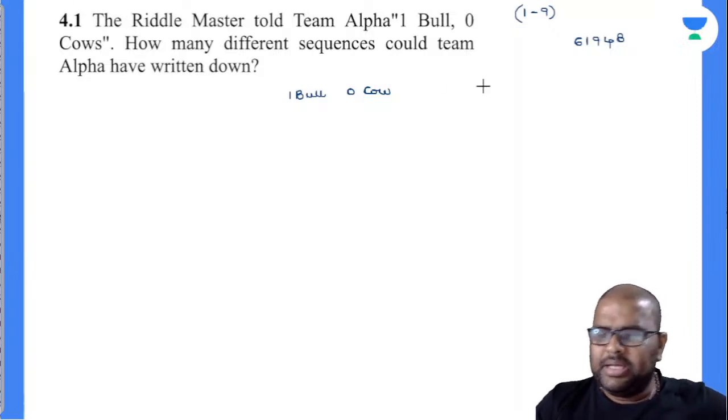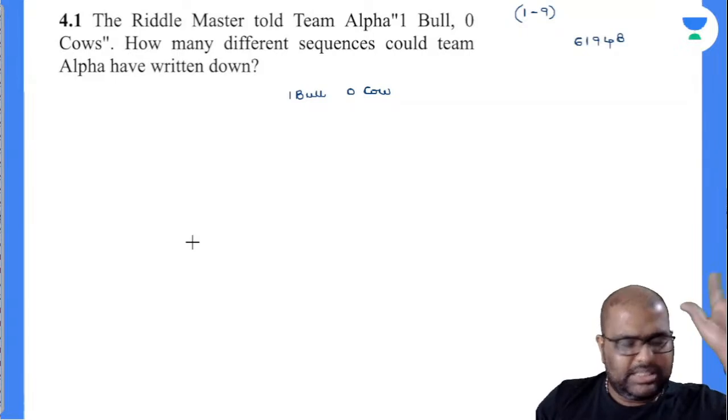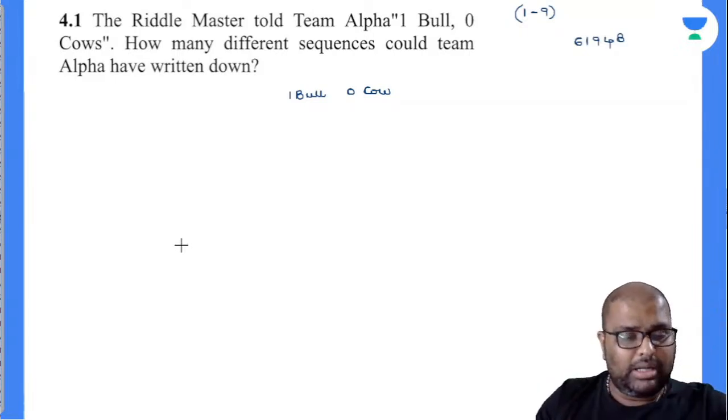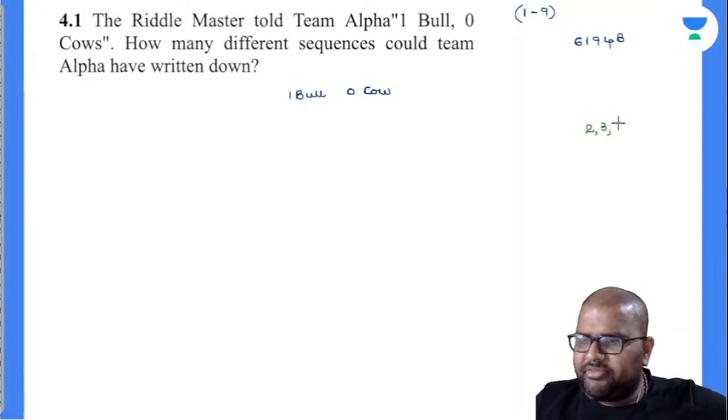Chalo, 6, 1, 9, 4, 8 are the numbers which are in the master sequence. What are the numbers which are not in the master sequence? I'll write down: 2 is not there, 3 is not there, 5 is not there, 7 is not there. Am I right or wrong?